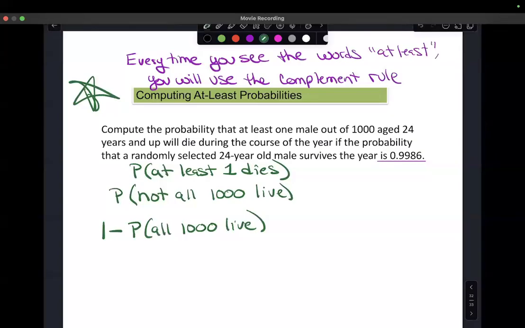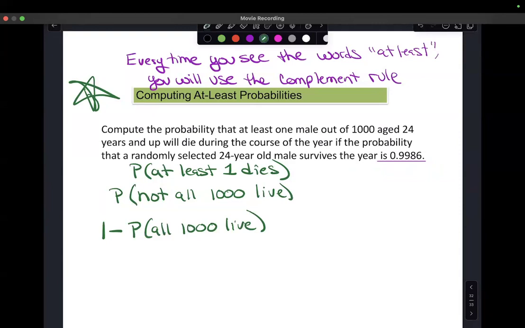Okay, so I take the probability that all 1,000 of them are going to live, and then I do 1 minus that. So the probability that one of them lives is 0.9986, and the probability they die is 0.0014, correct? Oops, I just did that backwards. Don't worry about it.